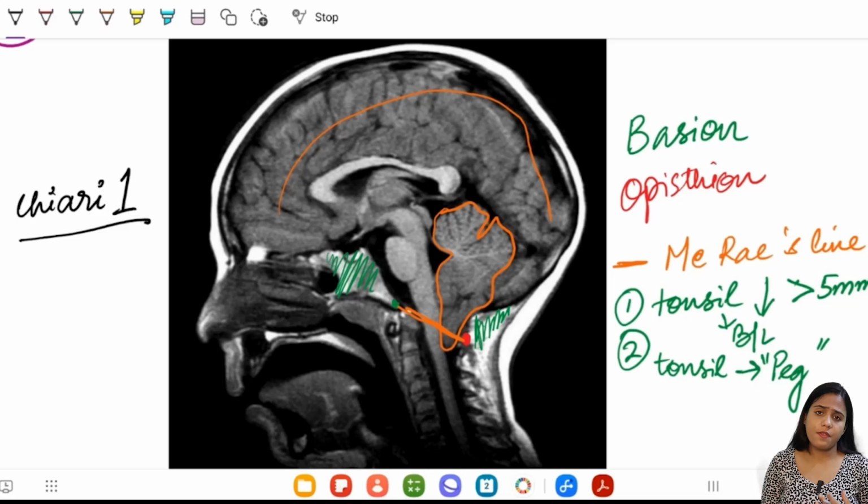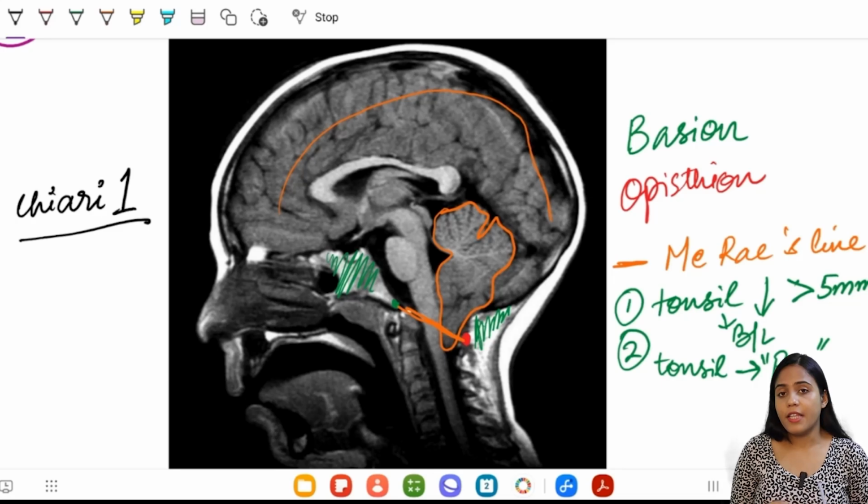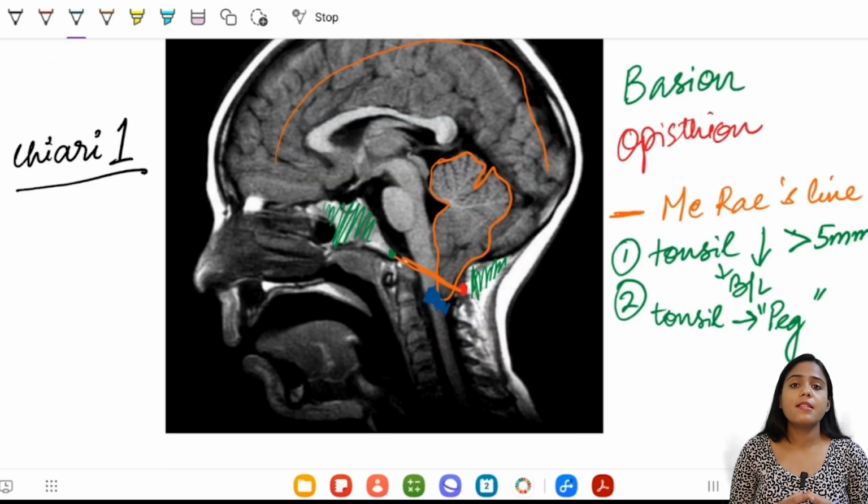So what are the findings we will get in a Chiari 1 malformation? There will be herniation of both the cerebellar tonsils but not the vermis, and the displacement is more than or equal to 5 millimeters. There may be presence of syrinx. Syrinx is any collection of fluid within the medullary cavity, and these tonsils herniate down through the foramen magnum. Because of this herniation, there is kinking at the cervicomedullary junction, that is the region where the medulla is now finally becoming the spinal cord.